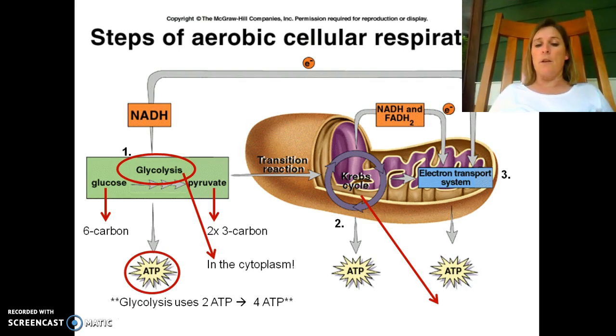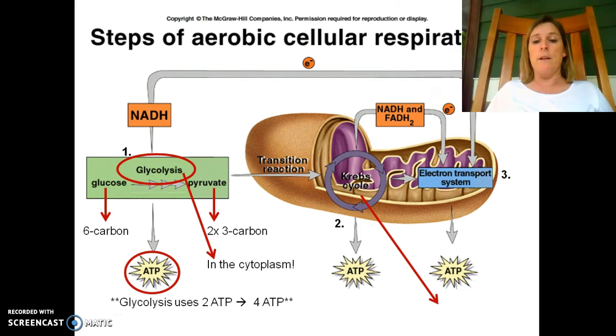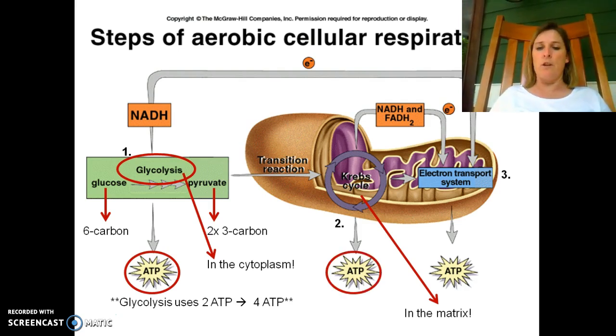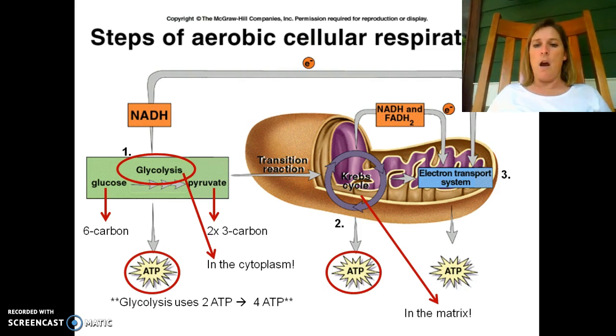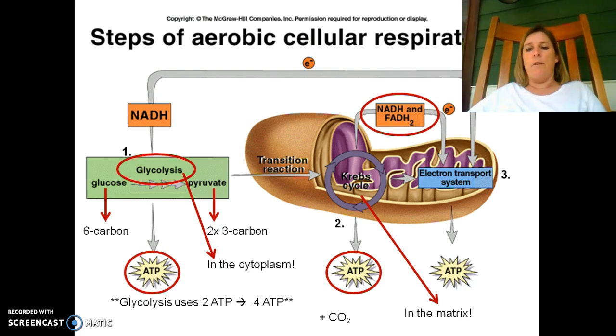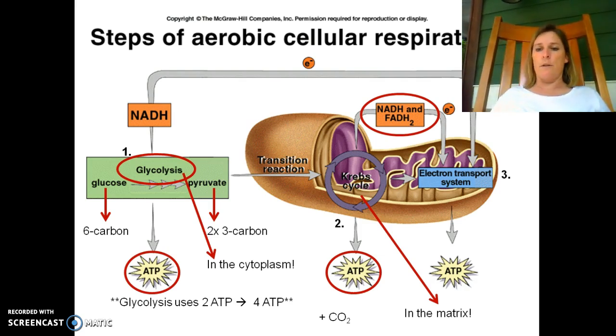In the Krebs cycle, the sugar is broken down even further. That process happens in the matrix of the mitochondria. It generates somewhere in the range of 0 to 2 ATP, and it releases electrons that will then enter through the electron transport system.